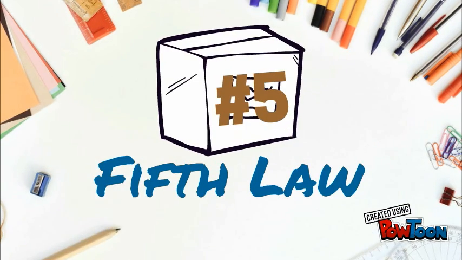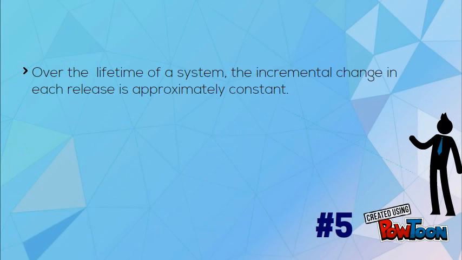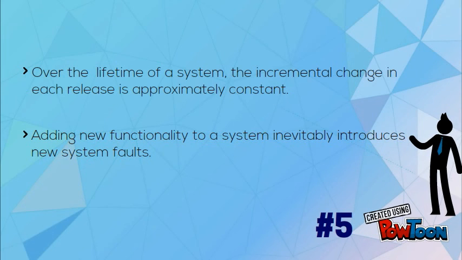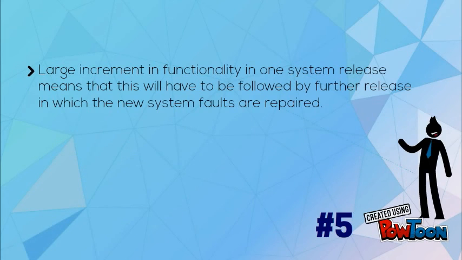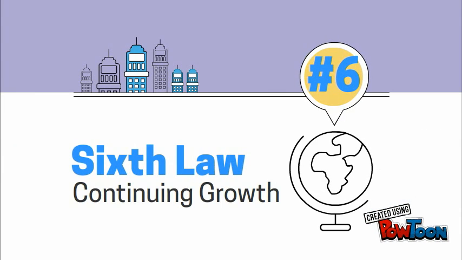Fifth law. Conservation of familiarity. Over the lifetime of a system, the incremental change in each release is approximately constant. Adding new functionality to a system inevitably introduces new system faults. A large increment in functionality in one system release means that this will have to be followed by a further release in which the new system faults are repaired. This law suggests not budgeting for large functionality increments in each release without taking into account the need for fault repair. Sixth law. Continuing growth.